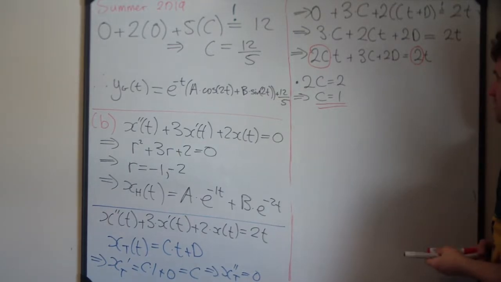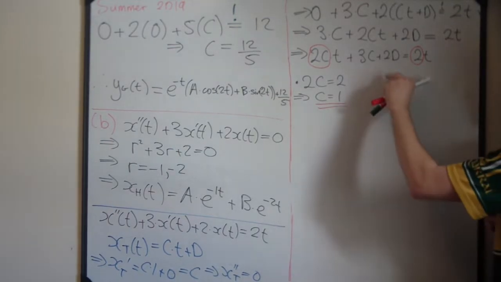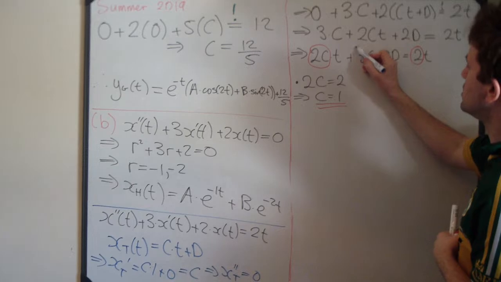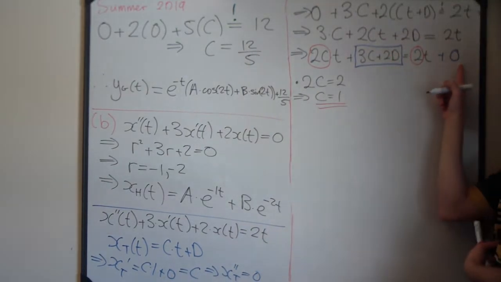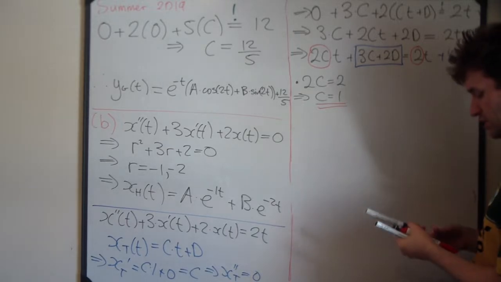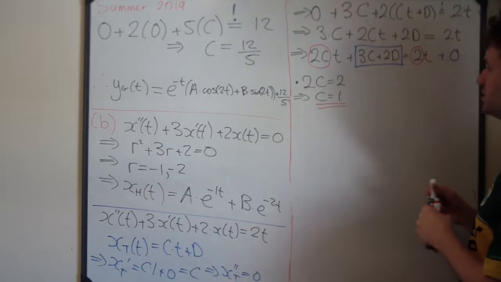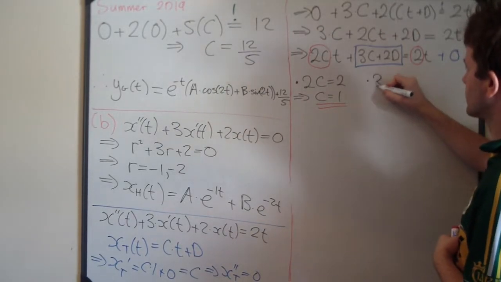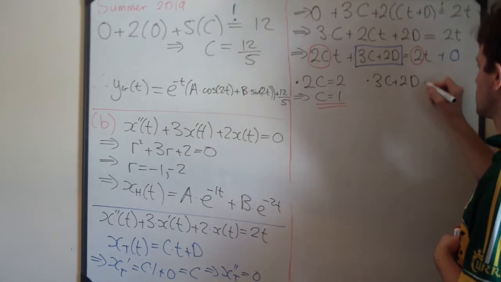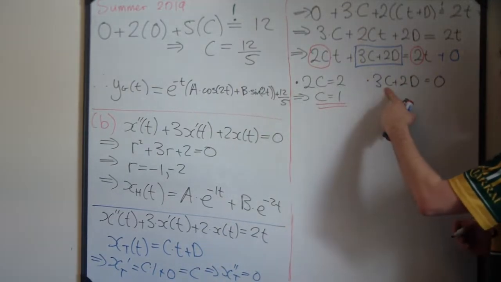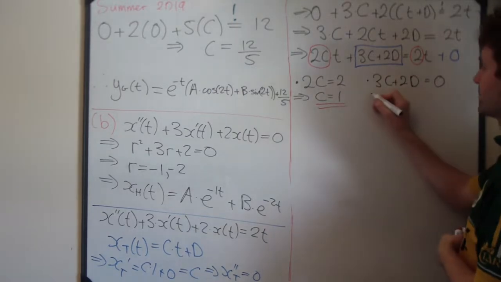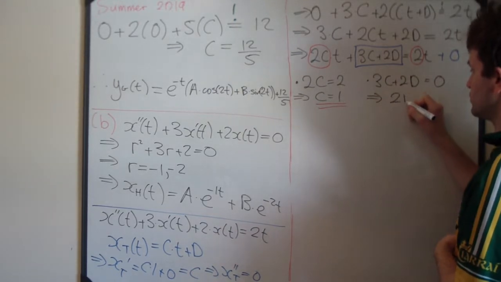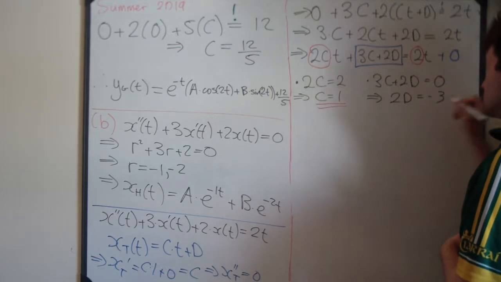Now you have to have a little think. This is the constant term over here, and the question is, what's the constant over here? Well, it's 0. So you want 3c plus 2d to equal 0. But of course you know that c is equal to 1. So that means that 3c is 3. Take that away from both sides. We've got 2d is equal to minus 3.